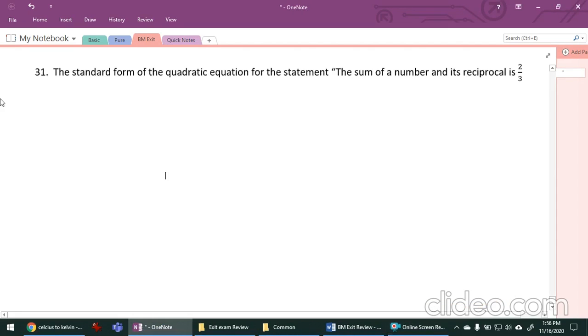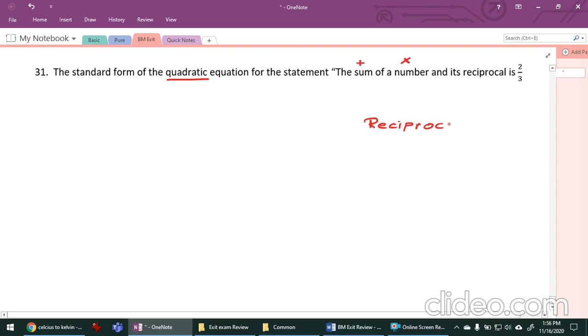Question number 31 is the standard form of the quadratic equation. Quadratic means equation with the power 2. Quadratic equation for the statement: the sum of a number. Sum means plus. Okay, sum of a number. We don't know the number, so if you don't know, the number is x. And its reciprocal. What is reciprocal?